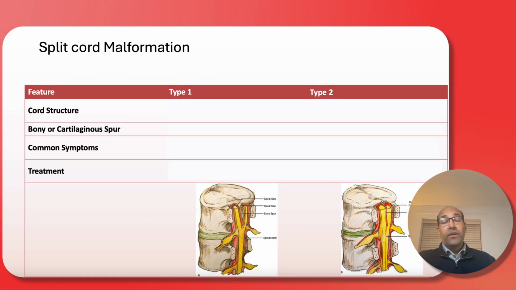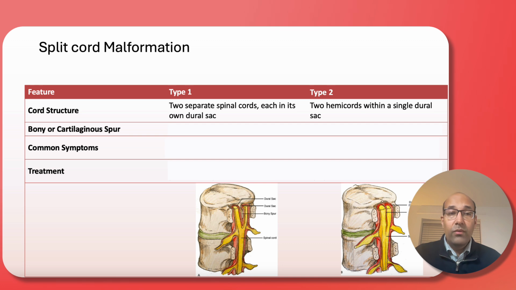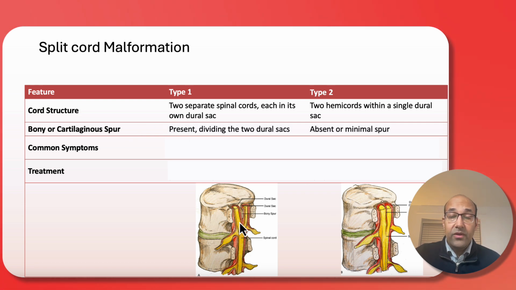For split cord malformation or diastematomyelia, there are 2 types, as we know. Type 1, which I can look at as the real type, and type 2, which is the mild type. Comparing the cord structure, in type 1 there are 2 separate spinal cords, each in its own dural sac, while in type 2 there is a single dural sac and 2 hemicords. There is a bony cartilaginous spur in type 1, whereas there is no such thing in type 2.